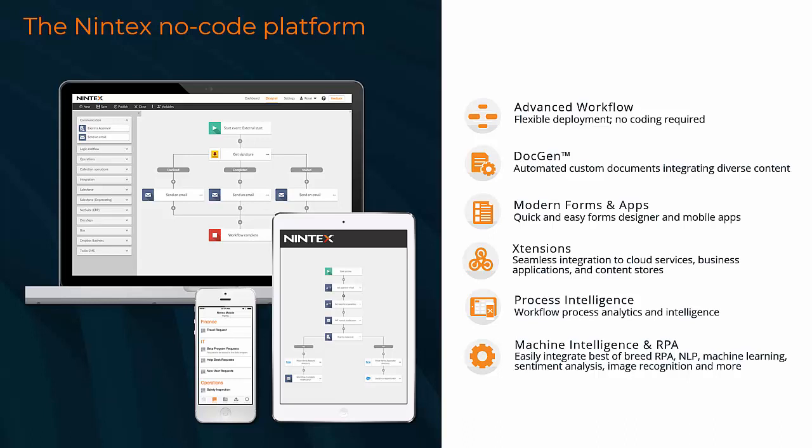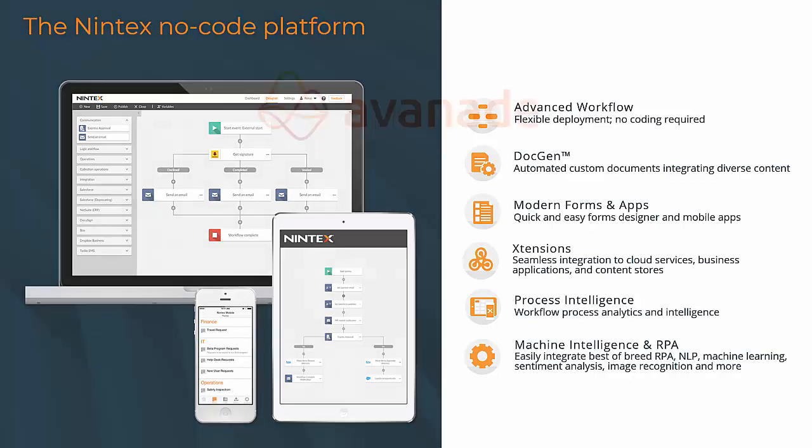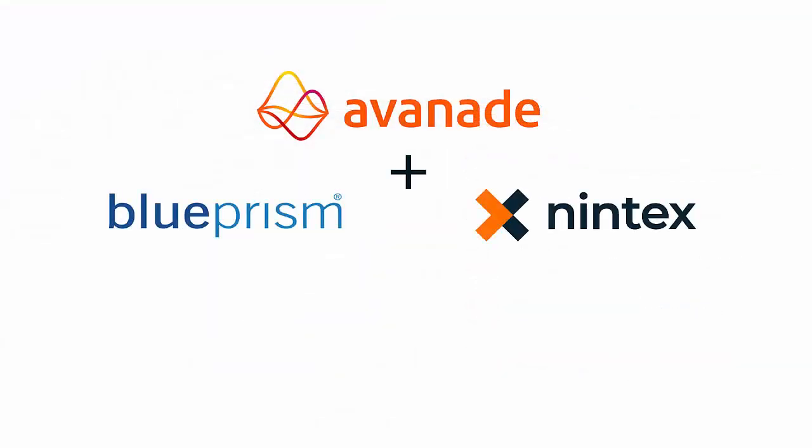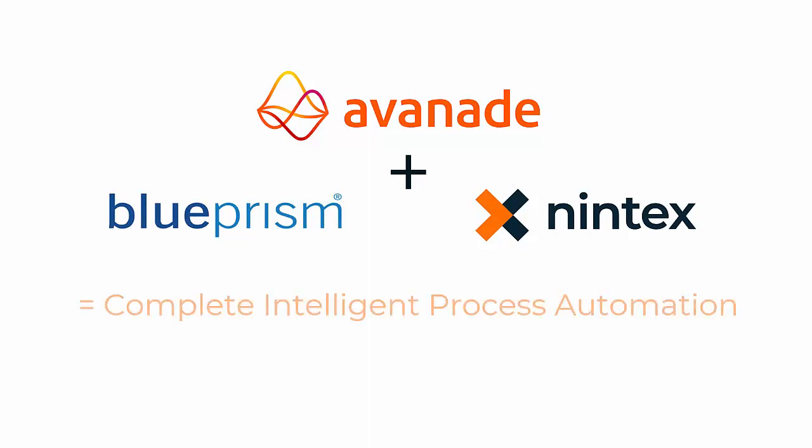Nintex is the premier no-code intelligent process automation platform consisting of advanced workflow, DocGen, modern forms and apps, extensions, process intelligence, and machine intelligence and integration with RPA. Avanade, Nintex, and Blue Prism together will bring you a complete intelligent process automation solution.